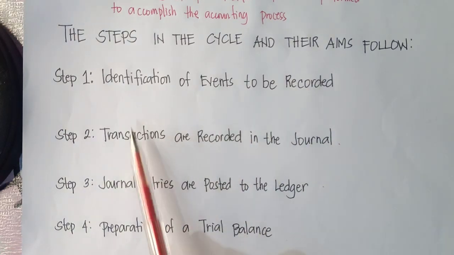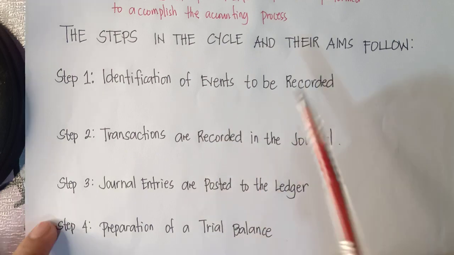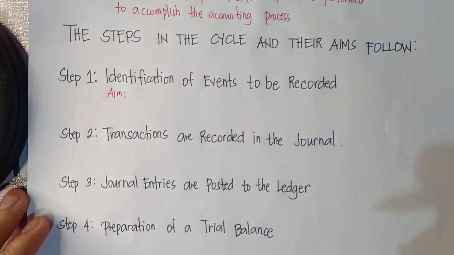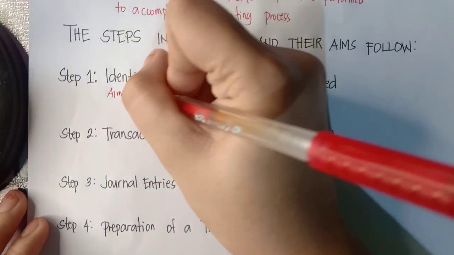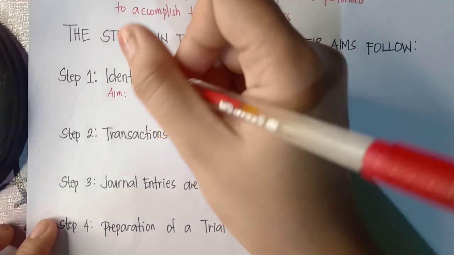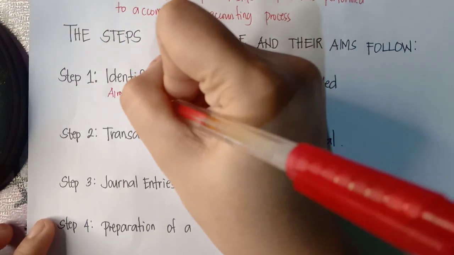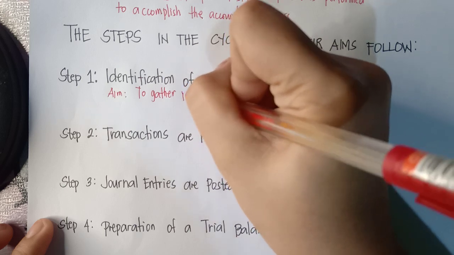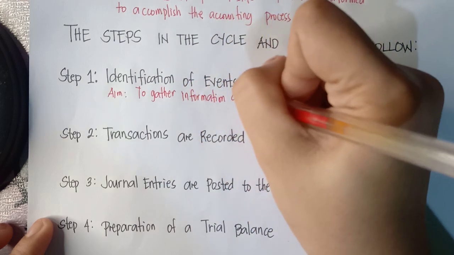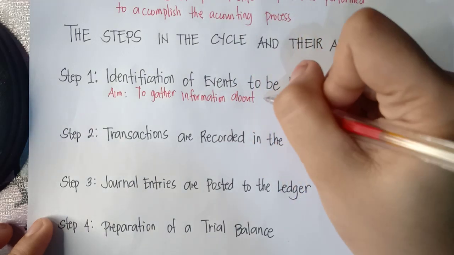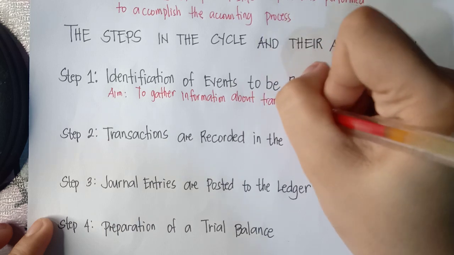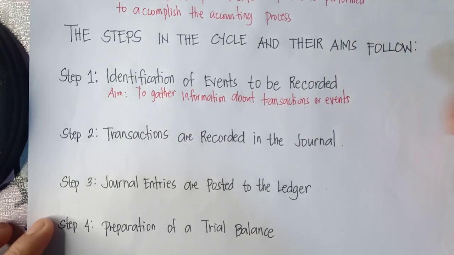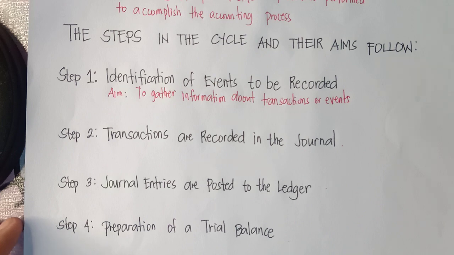So here, step 1 is the identification of events to be recorded. The aim for this step 1 is to what? To gather information about transactions or events, generally through the source documents.